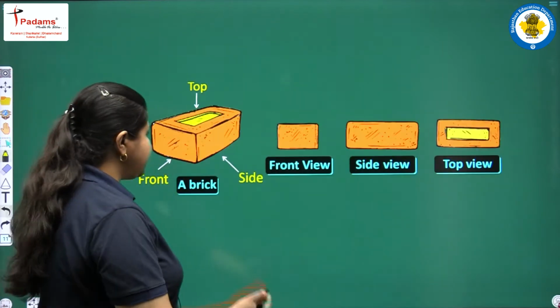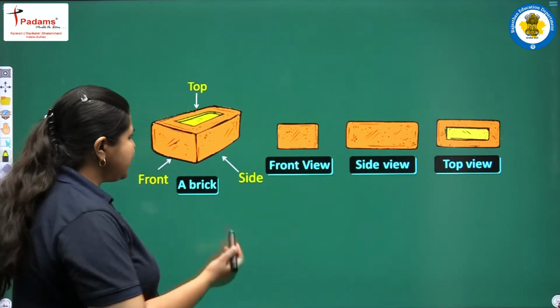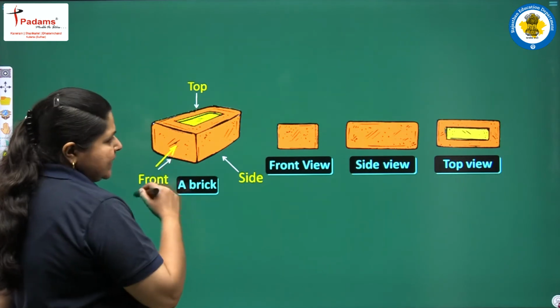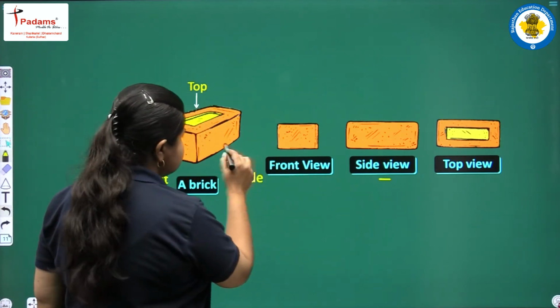Next we have one more case. This is a brick. You are familiar with this, and if you want to see it from front, you will see this side. If you want to see from side, you will see this side.